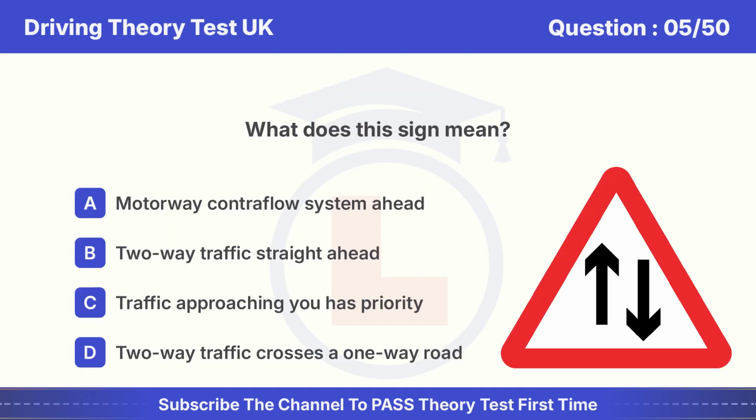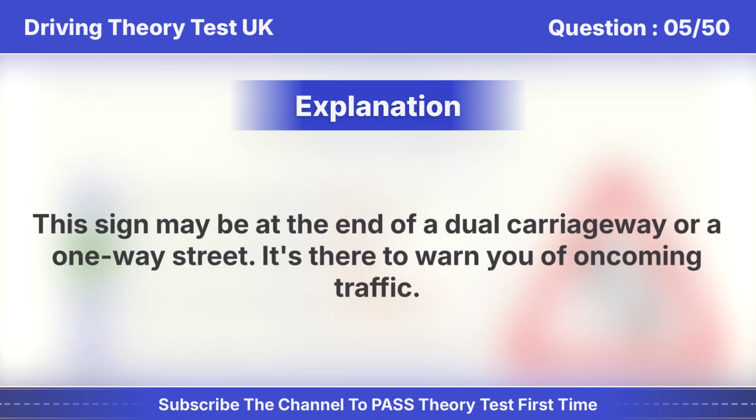Question 5. What does this sign mean? Answer is B. Two-way traffic straight ahead. This sign may be at the end of a dual carriageway or a one-way street. It's there to warn you of oncoming traffic.